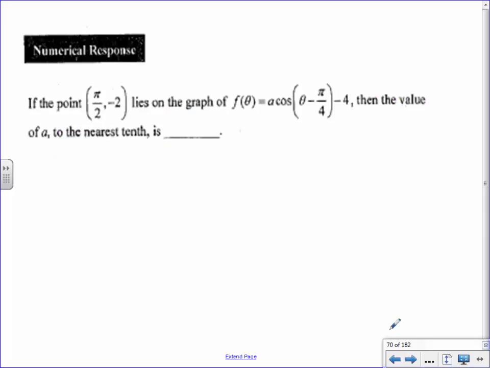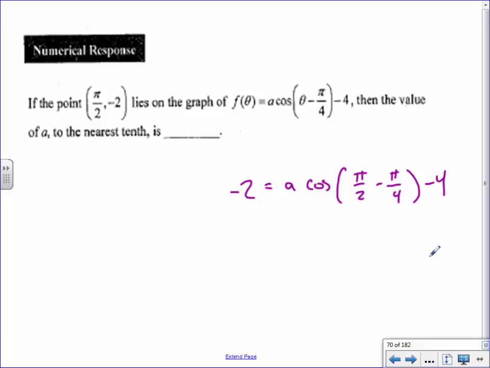Let's try another one. The point pi over 2 comma negative 2 lies on this graph. We want to find the value of a. I have been preparing you guys for this question since grade 11 because this is one of those leading coefficient questions where I'm really asking you to find what this a value is right here. Same sort of concept here though, right? This pi over 2 and this negative 2 are really your x and y value. Could you not plug in negative 2 for y, pi over 2 for theta, which is really x, and then solve?